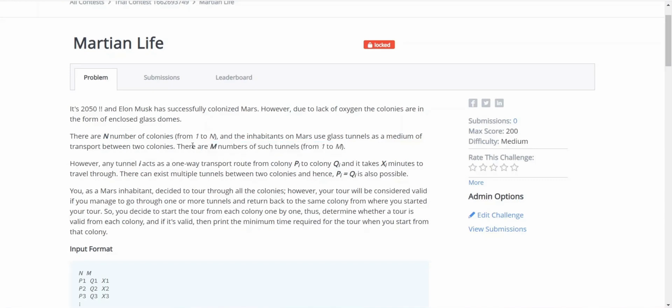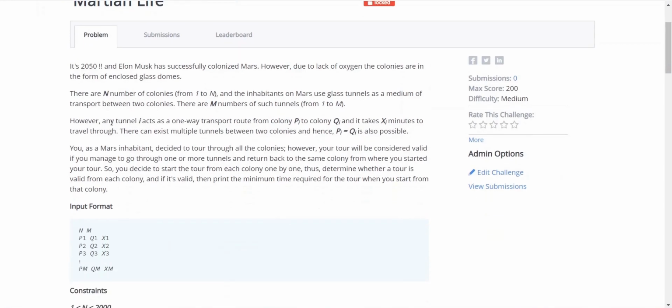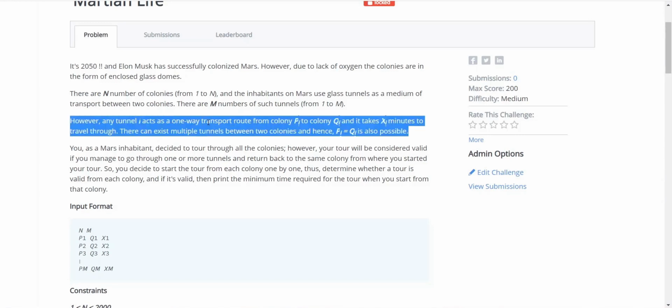So the tunnels are basically used to communicate or travel between colonies. Tunnel i acts as a one-way transport from colony Pi to Qi. That means two colonies are connected with the help of a tunnel, and it takes a certain number of minutes to travel through it. After reading this part, I'm sure you might have understood that this is a graph question with Xi being the cost, and since this is a one-way route, it is a directed graph.